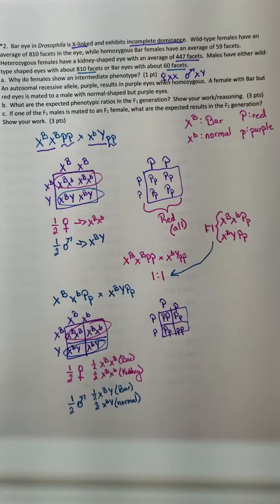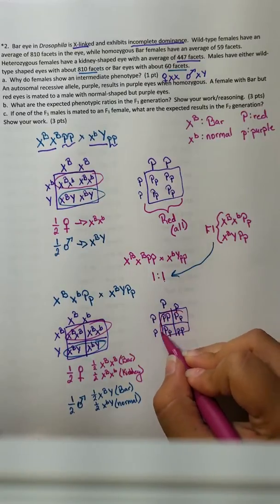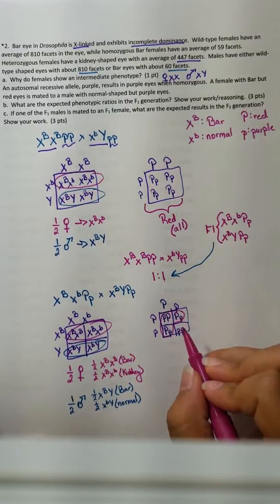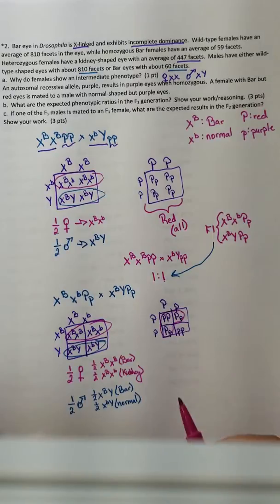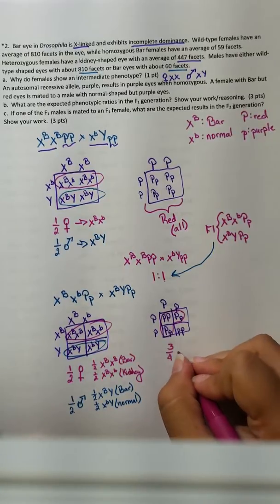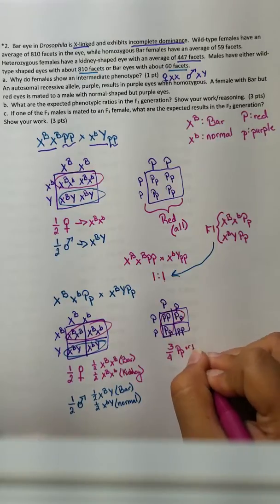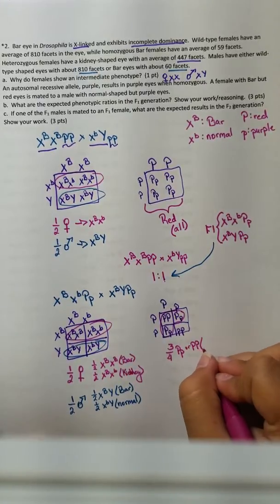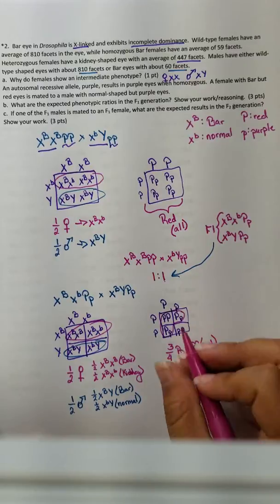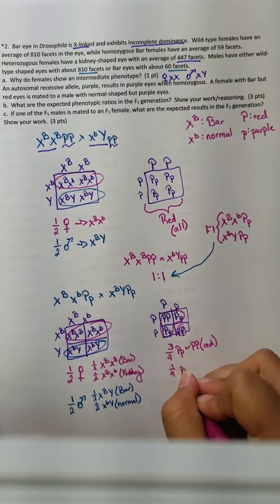Okay. And as you can see in this cross, you have these three who will express red eyes because they have the dominant allele, the big P. So 3 out of the 4, 3/4 of your offspring will be this or this. Either way, they'll have red eyes. And then 1/4 will have purple eyes.